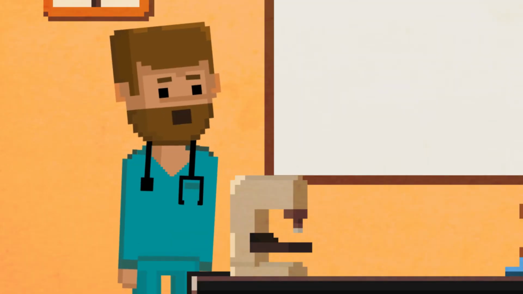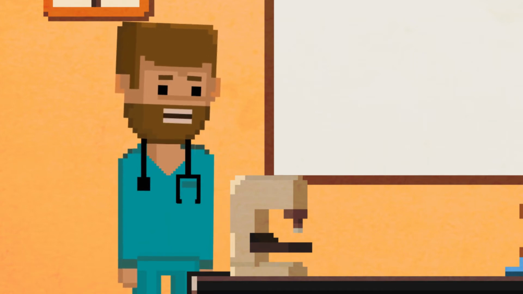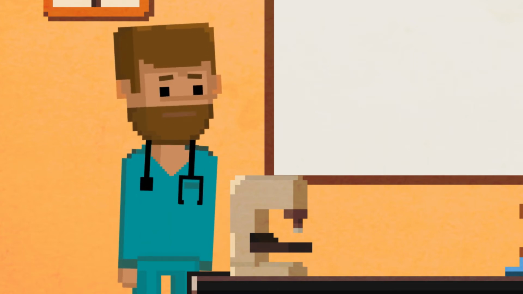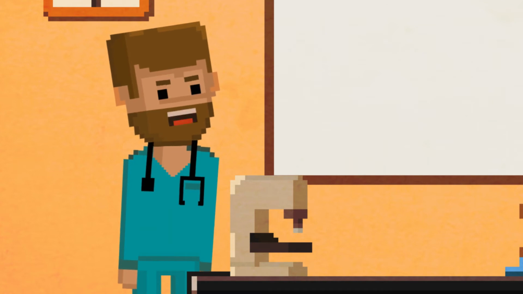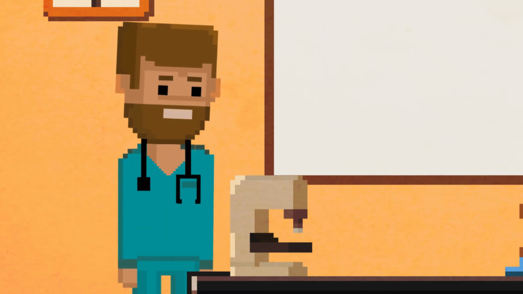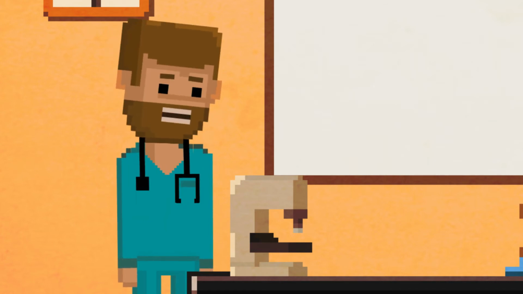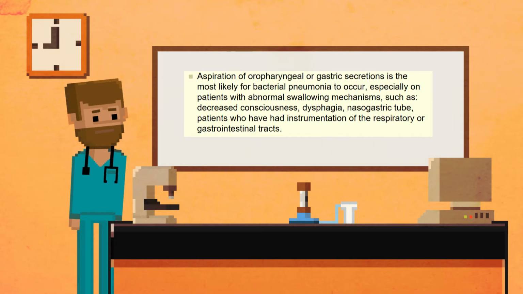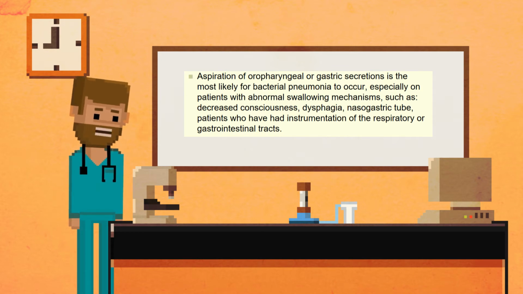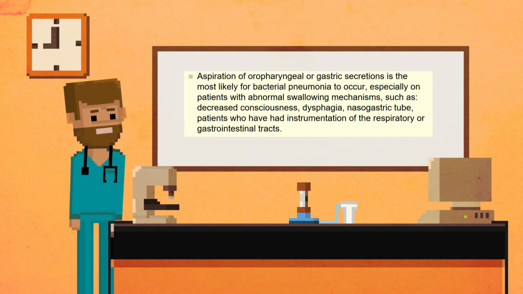All right, so we made it through all 5 of those. Next, we're going to talk about specifically how infection spreads into the lungs. So the 3 major routes that we should know are aspiration, inhalation, and bloodborne. Aspiration is when the patient actually breathes in secretions, oropharyngeal or gastric secretions that get breathed into the lungs, especially on patients with abnormal swallowing mechanisms.